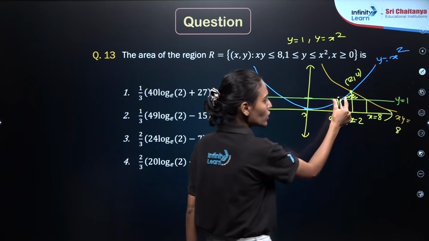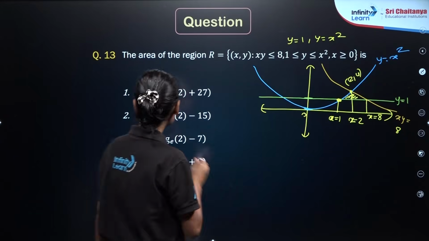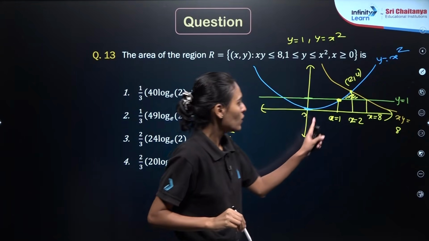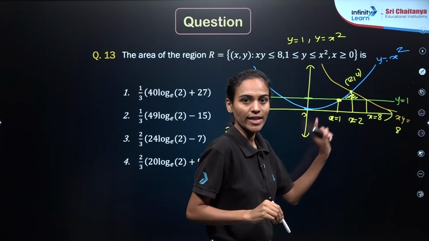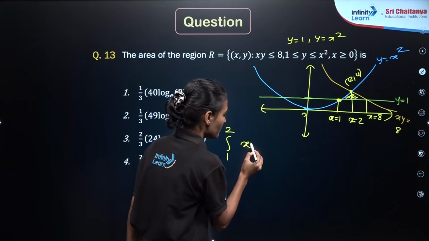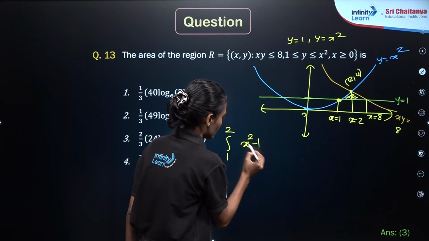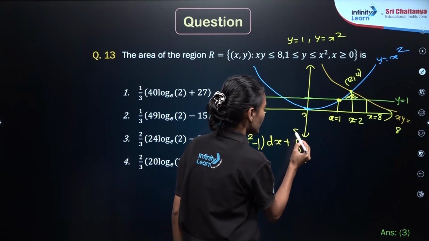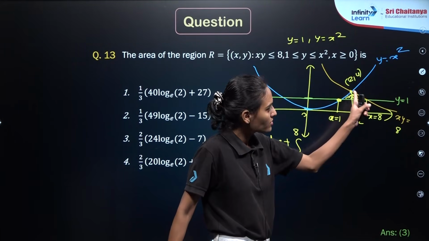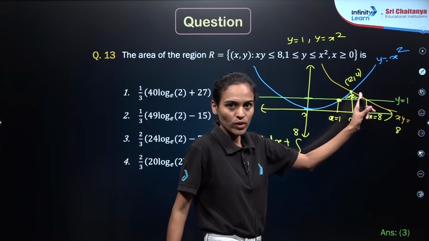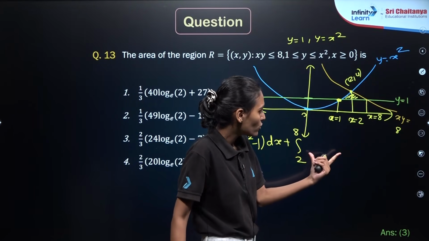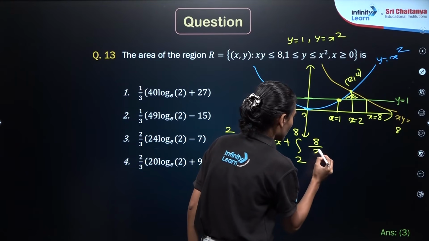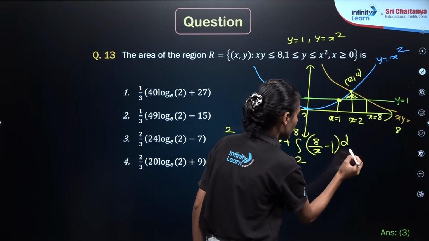So you have two splittings, right? So area will be given by integration of x from 1 to 2, dominated by x square and then 1, plus integration from 2 to 8. It is dominated by what? x into y equal 8, right? Now I have to write y equal f of x, so it will become 8 by x minus 1 times dx.